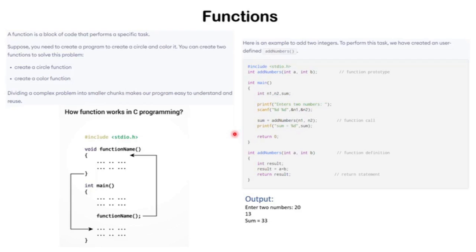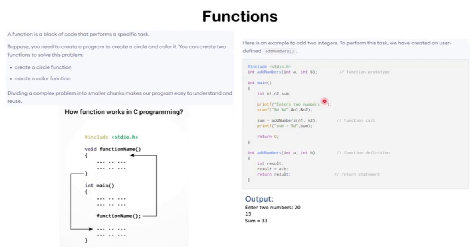What if I need to draw two circles and fill them with two different colors? In that case I just need to call the functions two different times. No need to repeat the set of code to draw two circles and fill them with two different colors. So functions are used in order to make the code modular, easy to understand, and also to reuse the code.